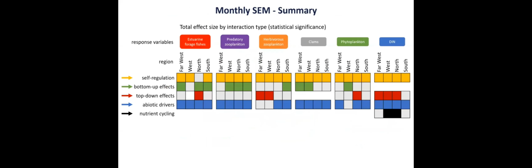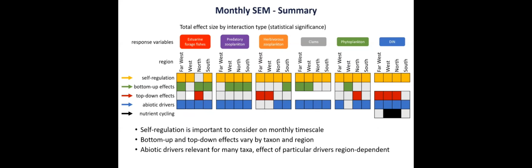So if we're to look at the total effect size for each type of interaction, which are the rows here, for each of the 6 different response variables in each of the 4 regions, and color the ones that are statistically significant, we get this table here. So some summary points are that self-regulation is important to consider for many species on a monthly timescale. Also, the relevance of bottom-up and top-down effects varies by taxon and region.